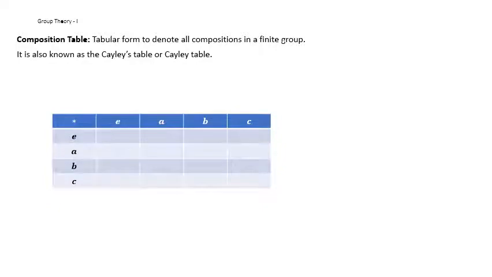Now we come to a composition table. A composition table is a tabular form with all compositions in a finite group. It is also known as Cayley's table. When there is a finite group, especially a small finite group, we can express all its operations in the form of a table, that is called Cayley's table or composition table.